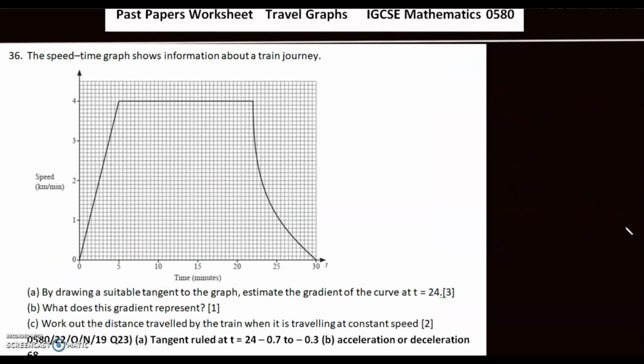Next question. The speed time graph shows information about a train's journey. By drawing a suitable tangent to the graph, estimate the gradient of the curve at time is equals to 24. So where is time 24? Here. So we will be making a tangent over here at time is equals to 24. So that's going to be roughly, very roughly this line. It's not a very good tangent. Let me try one more time.